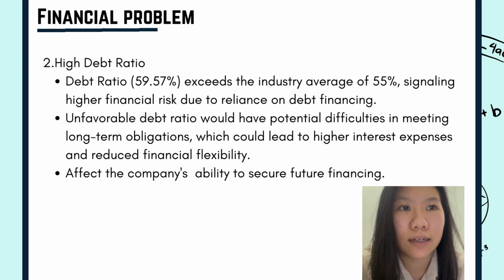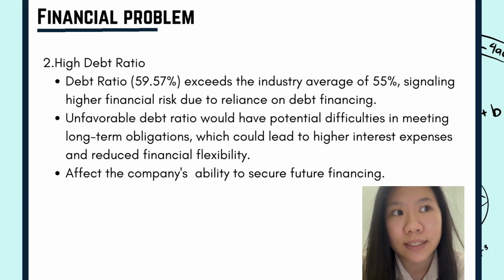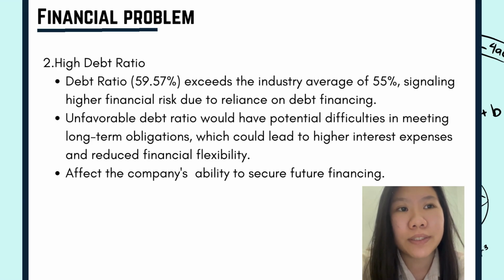And the following problem is the high debt ratio, where our debt ratio is 59.57%, exceeding the industry average of 55%, signaling higher financial risk due to reliance on debt financing. An unfavorable debt ratio would cause potential difficulties in meeting long-term obligations, which could lead to higher interest expenses and also reduce financial flexibility. This would also affect the company's ability to secure future financing.